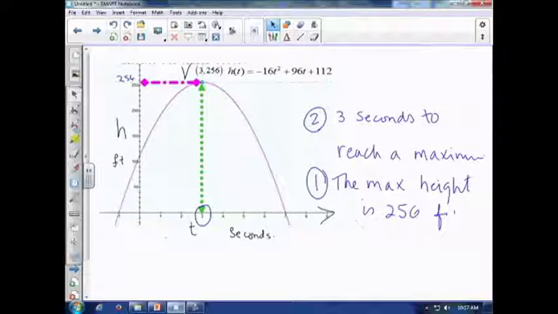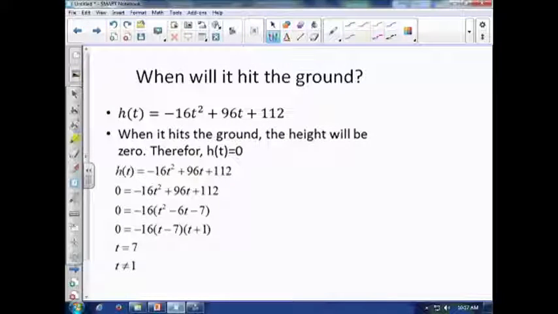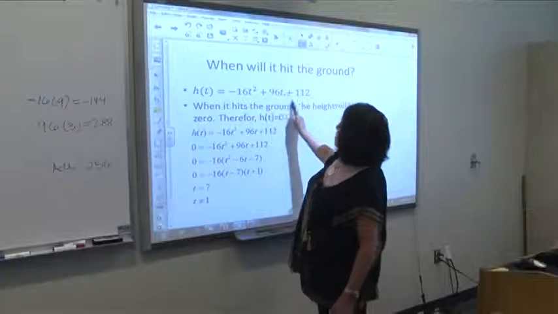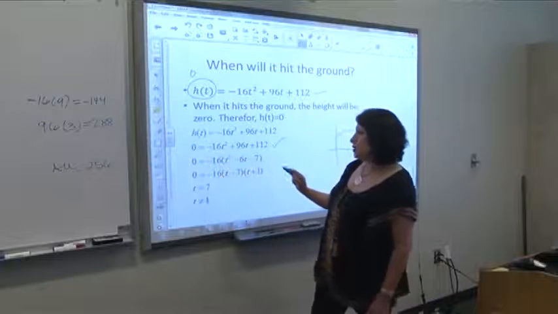coordinates of the vertex. The next thing that we need to do is to find how many seconds it takes to hit the ground. So when will it hit the ground? We're going to take this function. When it hits the ground, just like the graph you just saw, the height will be 0. So you're going to take this function and set the height to be 0. And so you get 0 equals negative 16t squared plus 96t plus 112. And this is a quadratic equation that you need to solve.